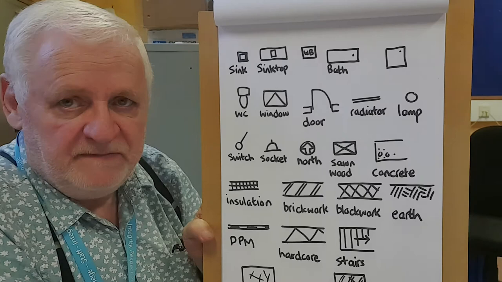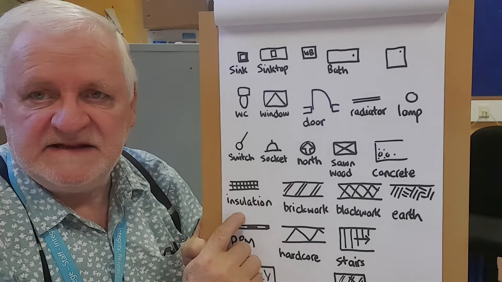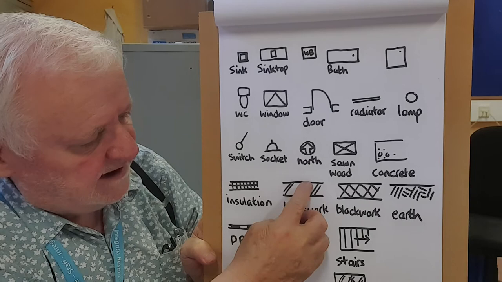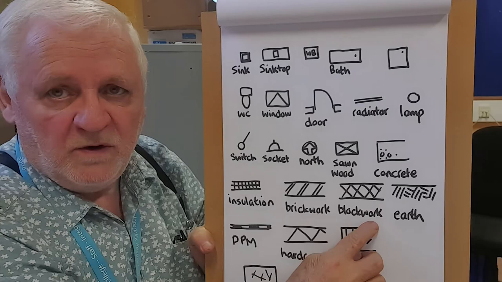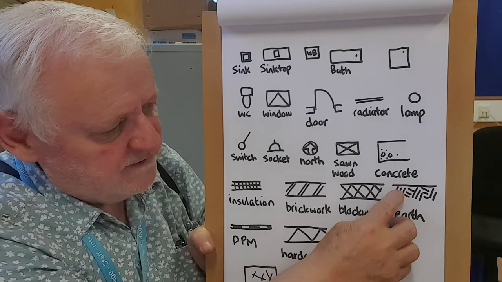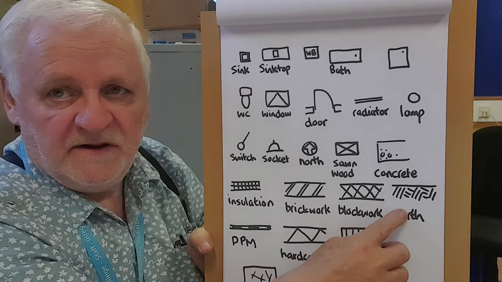Coming down here, if you see a double line with cross pieces across it, that's insulation. Okay. If you see a double line with double lines on it like that, that means that that's brickwork. Okay. If you see something that has these X's going right across it, then that's blockwork. These are concrete blocks, not bricks. And if you see something that has hatches that go three one way, three the other way, three one way, three the other way, that means that that is soil that you have in the garden.